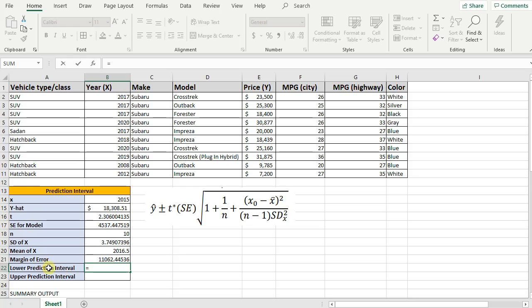Once you have that, equals, the lower prediction interval is going to be your y hat minus that margin of error. And then your upper prediction is going to be the y hat plus that margin of error. All right, and so there we go. We are 95% confident that a car that was produced in 2015 will cost between $7,246 and $29,370. And that's my prediction interval.